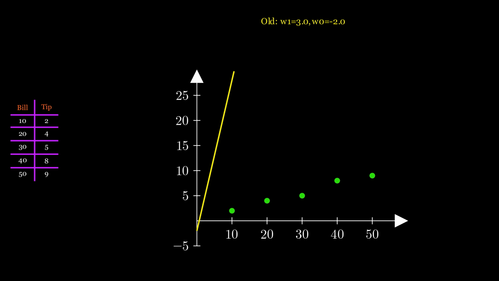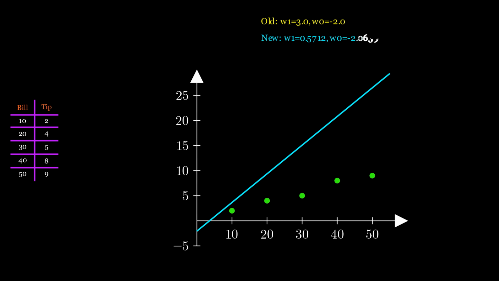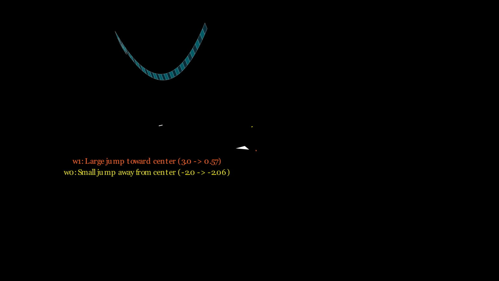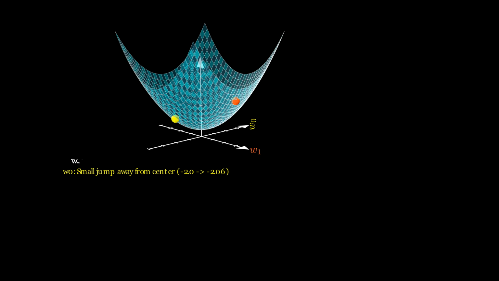Following the initial iteration, the updated parameters W1 and W0 have shifted the line significantly closer to the data points, thereby reducing the total loss. To gain a deeper perspective, let's examine the loss surface graph to visualize how these values navigate on the surface.